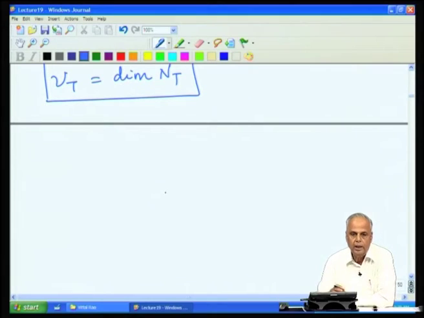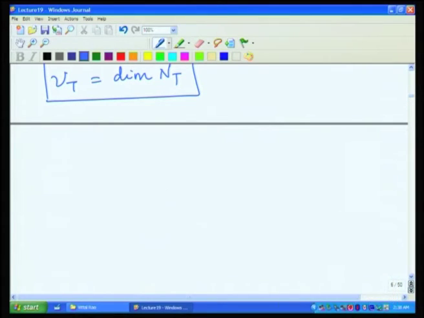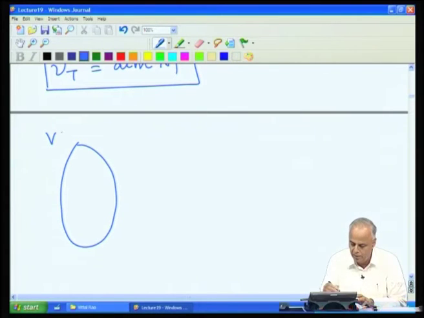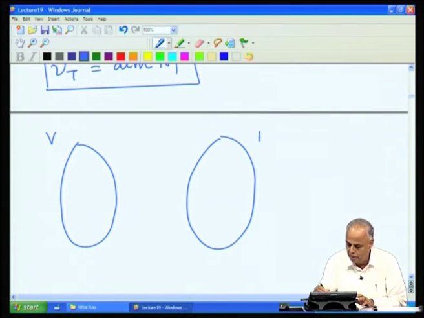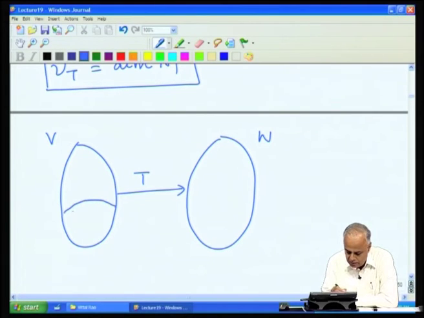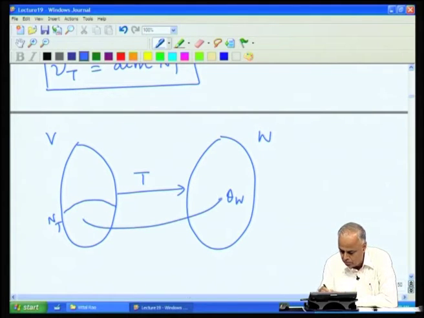So, now we have collected all the vectors which are forced to 0, and then we have studied them, and we find that they form a subspace, and that subspace is called the null space, and its dimension is called the nullity. Now, let us look at again the transformation. We have V, we have W, and T transforms V vectors to W. Now, say this is NT, that means all the vectors here are forced to 0 in W.